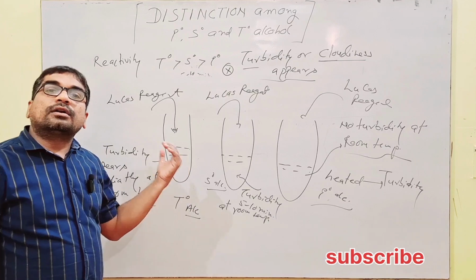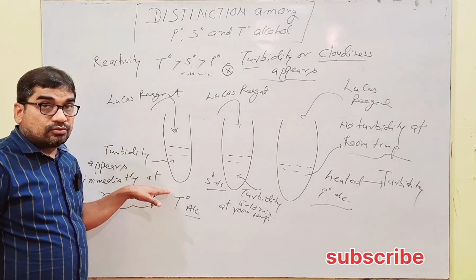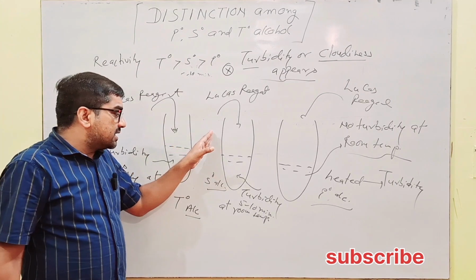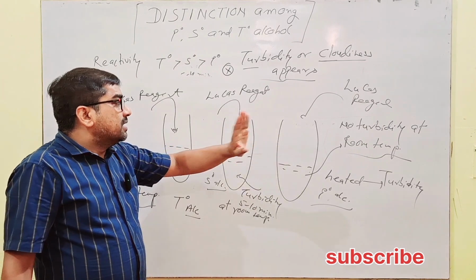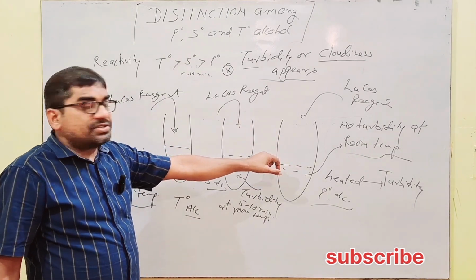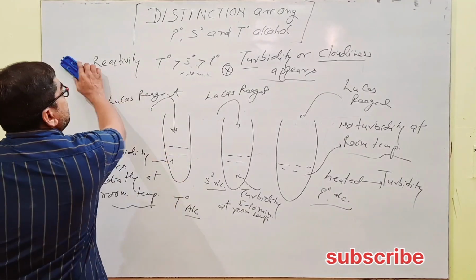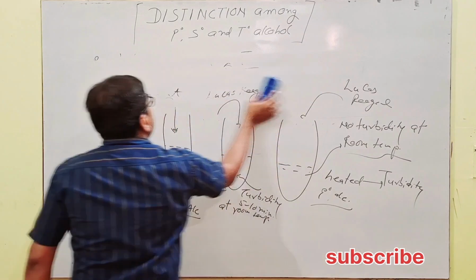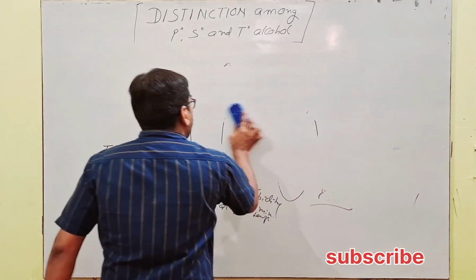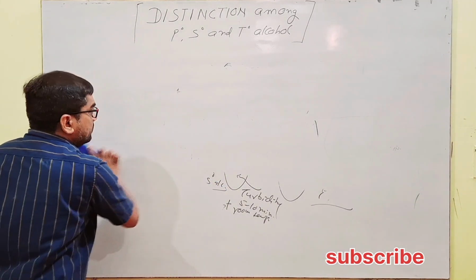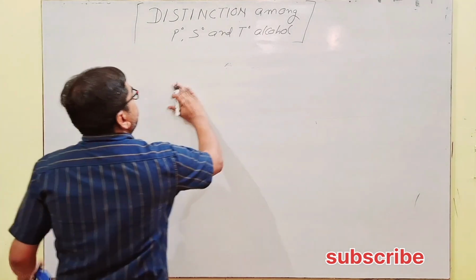On the basis of order of reactivity of alcohols, turbidity appears in tertiary alcohols first, at room temperature immediately, and in secondary alcohols after 5 to 10 minutes at room temperature, while primary doesn't give turbidity at room temperature. When it is heated, turbidity or cloudiness appears. So this is all about the Lucas test. Next is Victor-Meyer test.